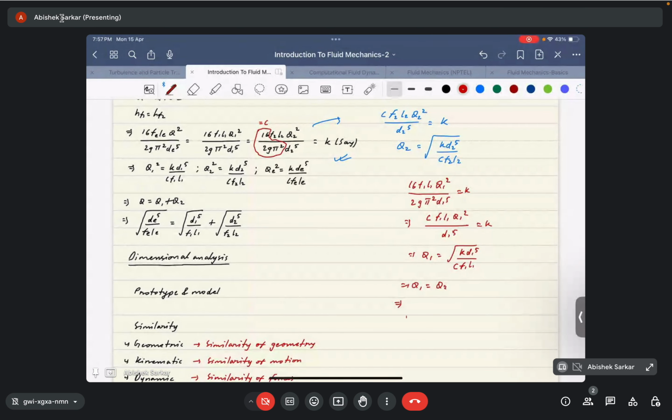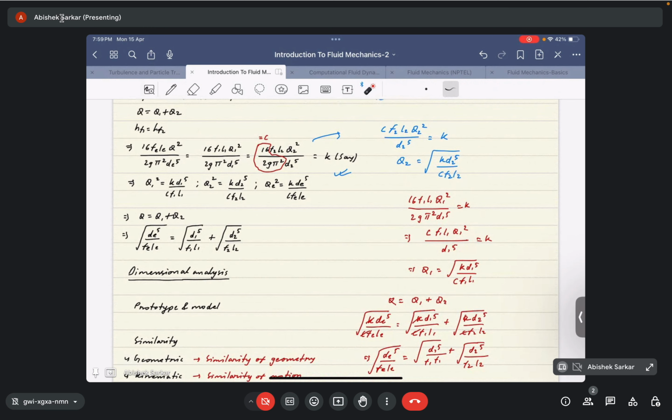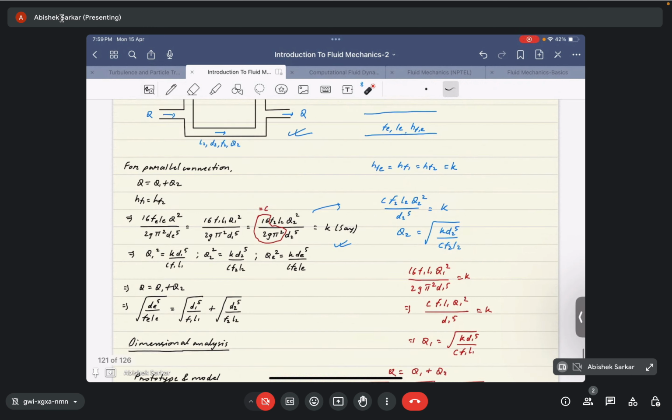So this is the relationship for pipes in series and pipes in parallel connection. It's good if you remember it, but you can easily obtain it if you know the concept. I leave it up to you. If you want to remember, that's fine, but if you don't, just know the equations that you need. For pipes in parallel, Q is equal to Q1 plus Q2, and HF1 is equal to HF2. And for pipes in series, you will have Q1 equal to Q2, and HF is equal to HF1 plus HF2.